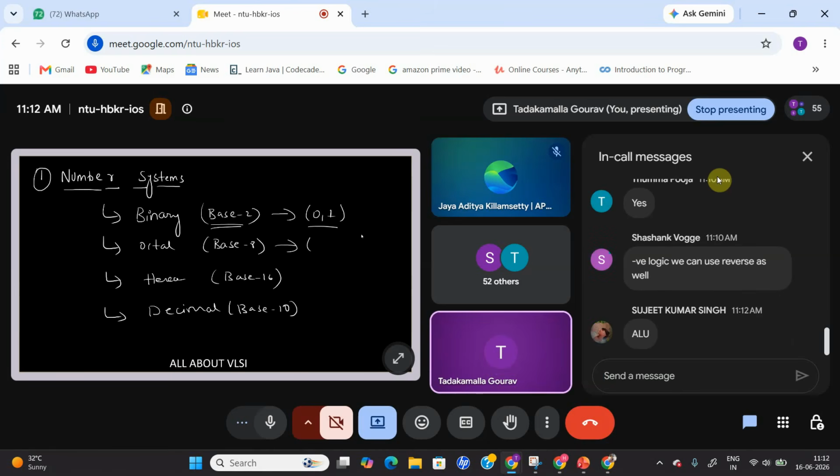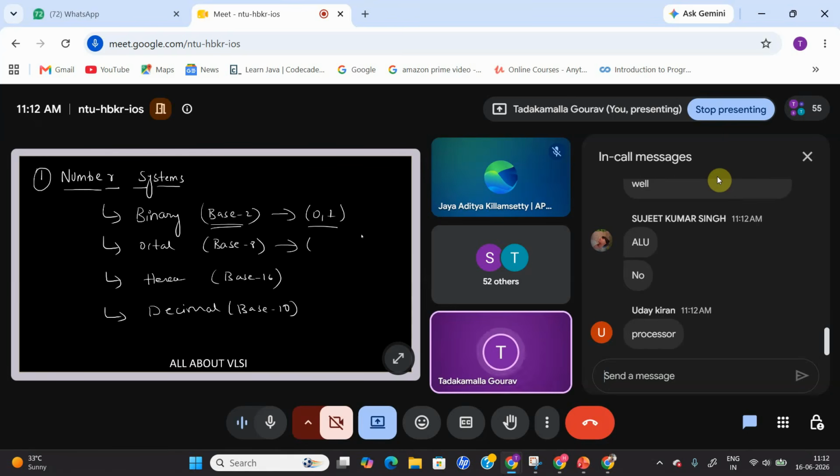Any answers? Okay, ALU. What happened? Only one answer. What about others? No idea. Where can we use this octal number system? What may be the application of this octal number system? Processor. Okay. Why are we learning it? There must be some purpose, right?